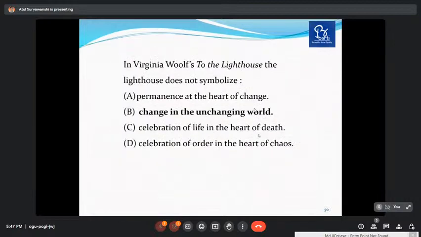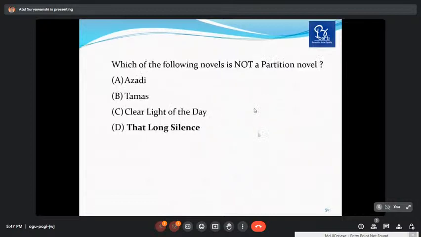So the next question. Virginia Woolf's To the Lighthouse does not symbolize change in the unchanging world. So the next question. Which of the following novels is not a partition novel? So go and search what is partition novel, how many partition novels are there, what are the themes, what are the characters. So Azadi, written by Chaman Nahal, is a partition novel.